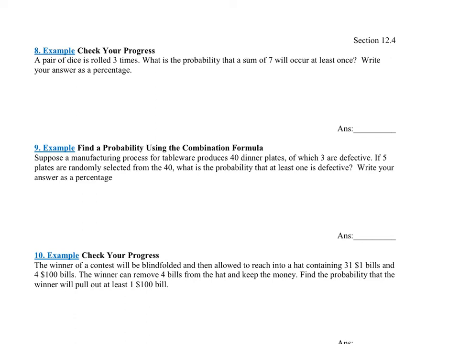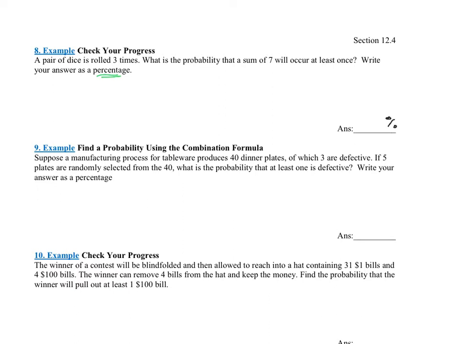Example 8. A pair of dice is rolled 3 times. What is the probability that the sum of 7 will occur at least once? Write your answer as a percentage. So note that it does want the answer as a percentage. I'm going to go to the answer blank right now, and I'm going to put a percent just to remind myself that it has to be a percentage.